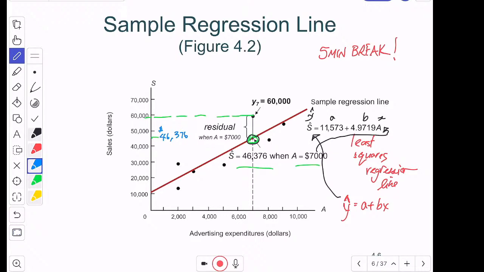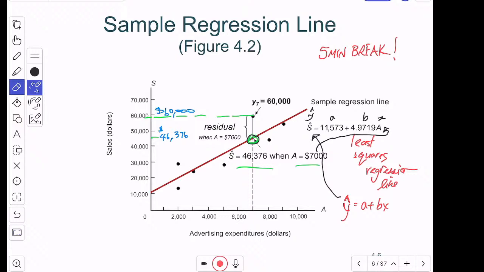And you compare that to what we really got and realize that it's off. It's not perfect. There's an error there, and we have a name for that error. We call it the residual. And you can actually calculate it.